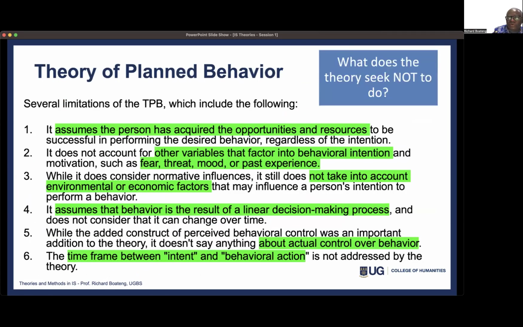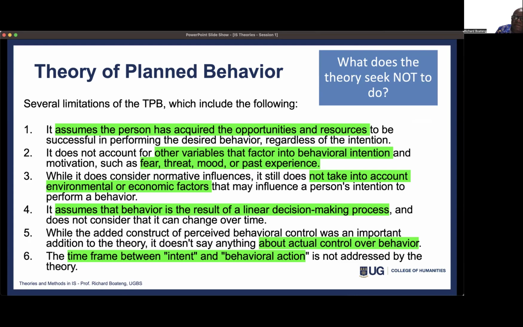But the theory of planned behavior has its own limitations. I'm not going to go through all, but I want to mention one or two. It assumes that the person has acquired opportunities and resources to be successful in performing the desired behavior. So it means that you think that people with the right attitude, with the right subjective norm, can just go ahead and decide to implement that particular behavior. Not necessarily. So assuming a person has acquired opportunity and resources to be successful in performing the desired behavior is not surprising. But you need to understand that that assumption can be influenced by so many things.